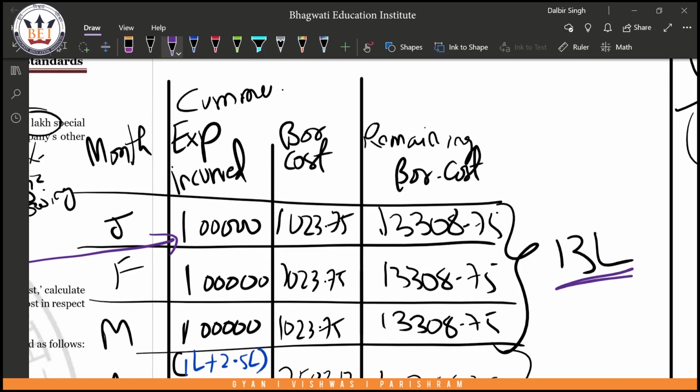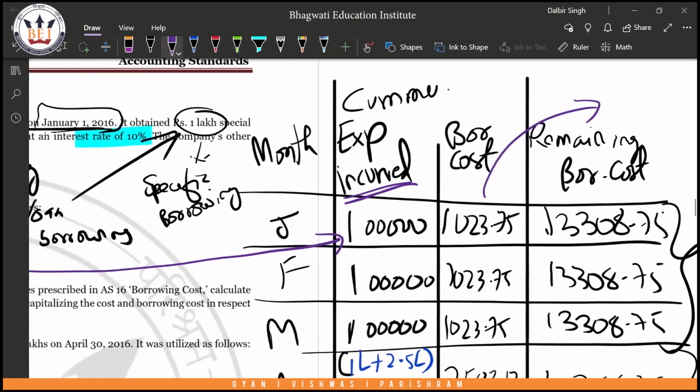So from Jan to April, Jan, Feb and March, 1 lakh is already expended, and the borrowing cost with respect to that is 1023.75. How did I get this? Now fine, to understand that, let's come here.